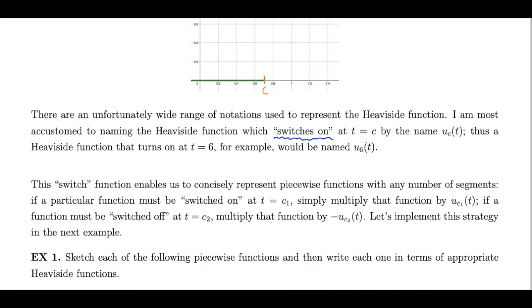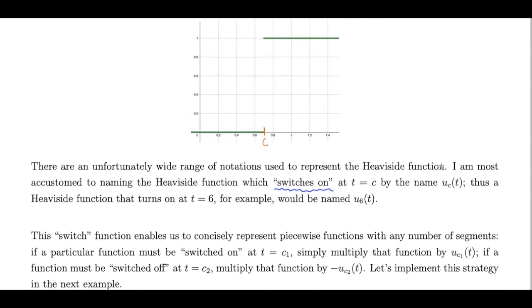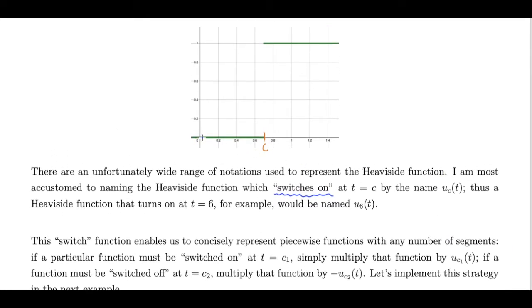That's intuitively how I think of this function working. The function is turned off initially, so for t value starting at 0, the function is turned off, and then at t equals c, we flip the switch and the function gets turned on, in this case outputting a value of 1.